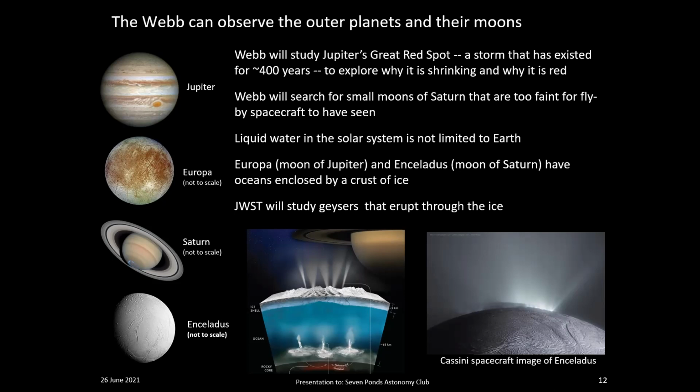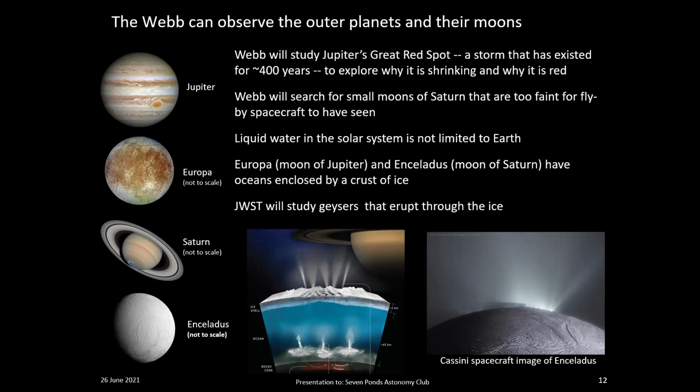Now, liquid water in the solar system is not limited to the Earth. Moons of Jupiter and Saturn, particularly Europa and Enceladus, are believed to have vast oceans that are enclosed by a crust of ice. And geysers have been observed by the Cassini spacecraft erupting through this crust of ice on Enceladus.